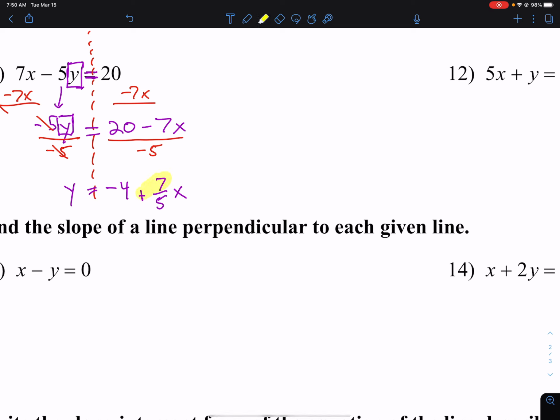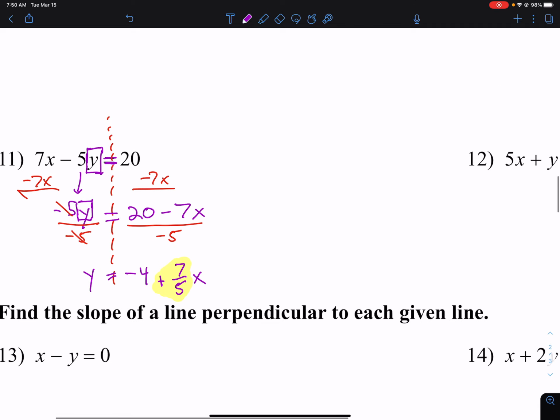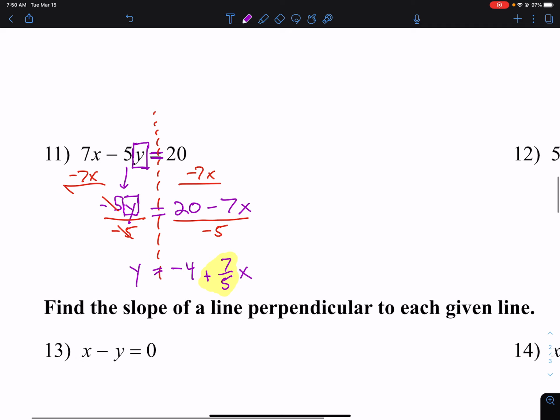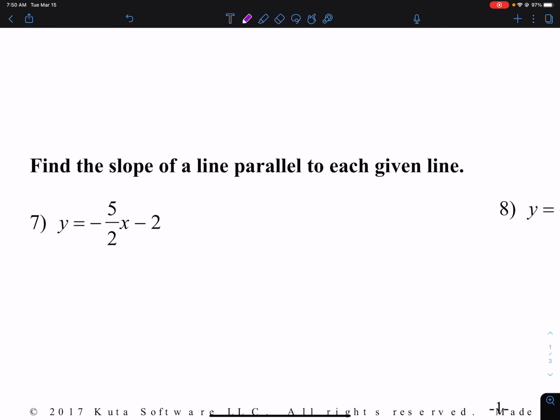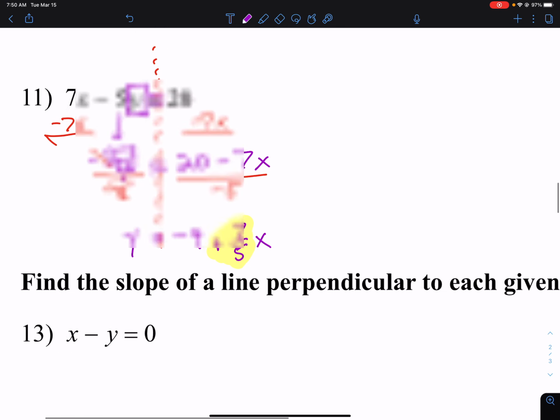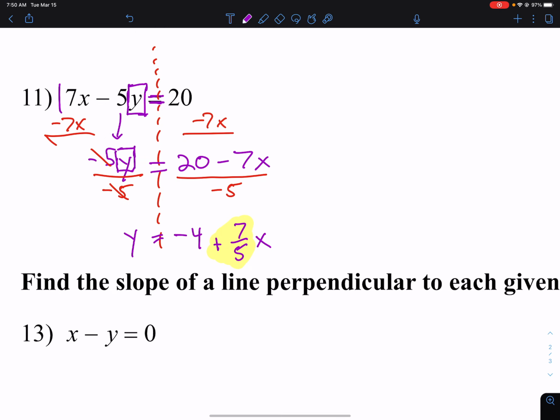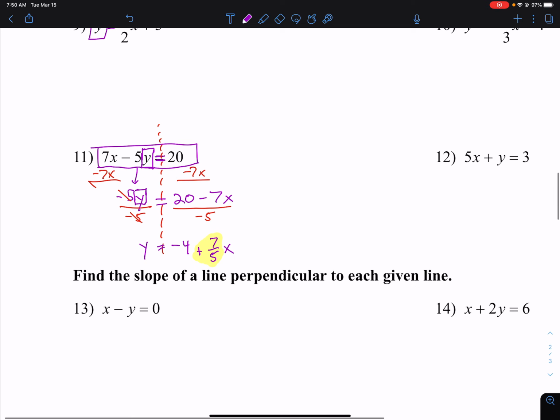We're looking for the slope. The slope is the number that's the coefficient of x, or the number in front of x. So the slope for this line is 7/5. And that's part of what we have to do here, because it said find the slope of the line parallel to each given line. So this line here has a slope of 7/5. So then the line that's parallel to it also has a slope of 7/5.